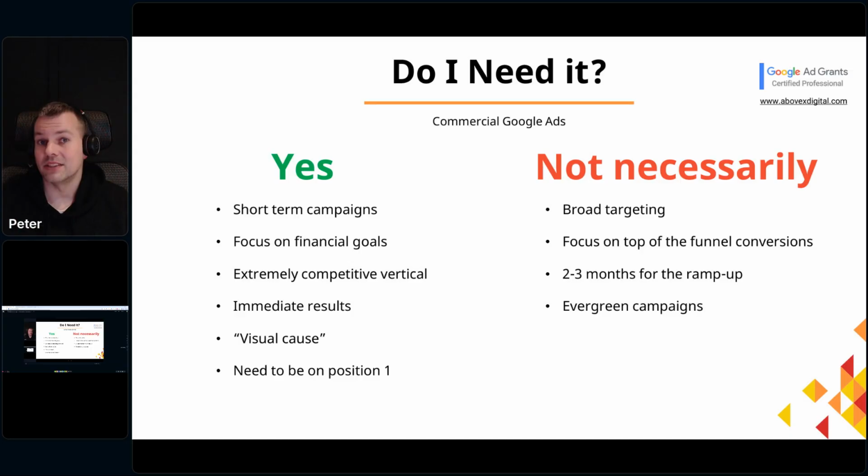If you expect immediate results, again, I mentioned this a few times, it takes at least 2 to 3 months for ad grants campaigns to ramp up. So if you expect an overnight success, if you want to have 1,000 clicks tomorrow, it's not going to happen as an ad grantee. You need to use a commercial account. If you use broad enough targeting, that can happen.